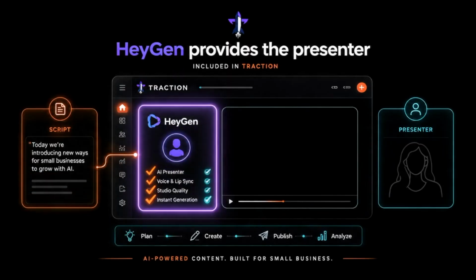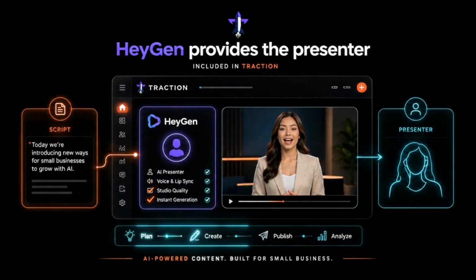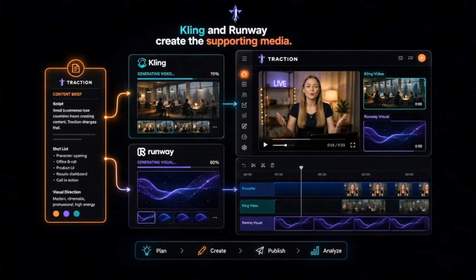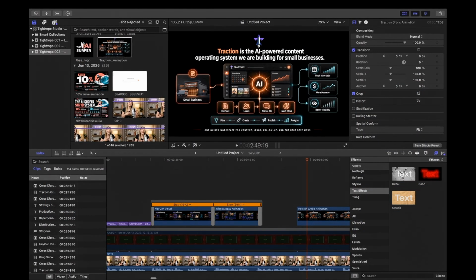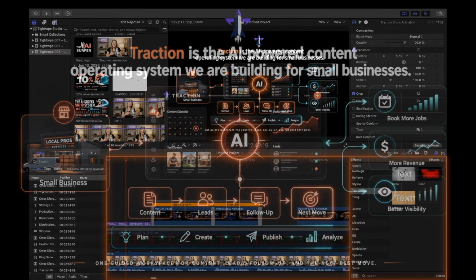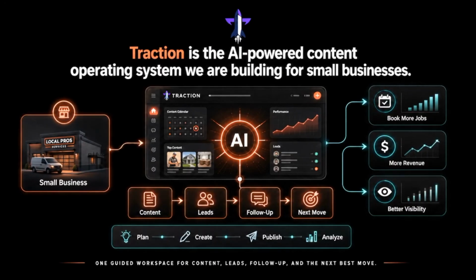Included in the platform is HeyGen, which can provide the presenter. Kling and Runway create the supporting media. Final Cut provides the final human polish. But Traction is the system connecting all of it. That context is what keeps the machines from producing polished nonsense. Before AI creates anything, it needs to understand the business.